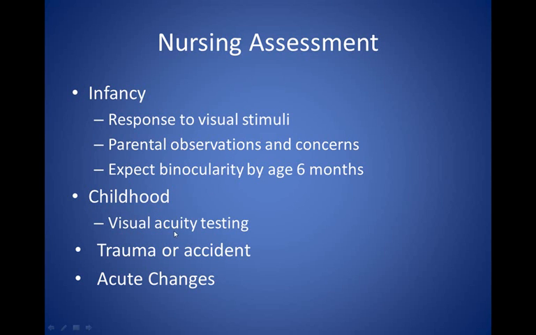In childhood, you get visual acuity testing, usually every year at elementary school. You also want to assess a person's vision if they have trauma or an accident. That could be using visual acuity testing like a Snellen eye chart, or if it's an emergency situation, just asking how many fingers am I holding up? Or if a person says, my eyes were good yesterday and they're bad today, definitely need to assess their visual acuity.